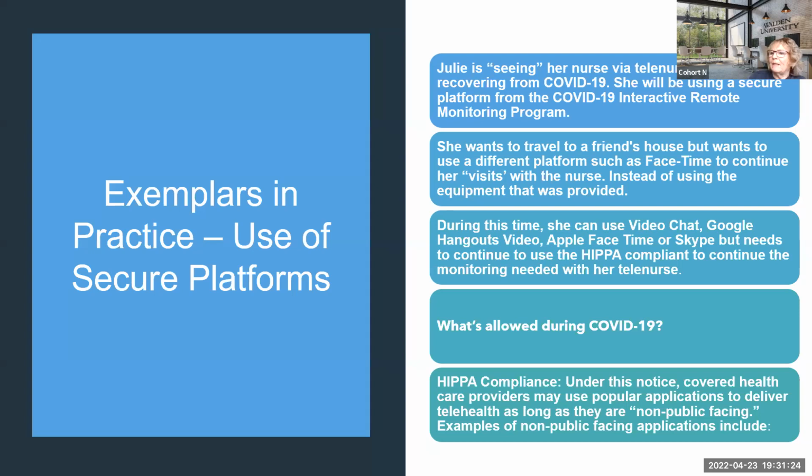So looking at what is allowed during COVID-19, and again, there are HIPAA compliant options, and I would suggest that you always check because it can change. Under this, healthcare providers can use popular applications to deliver telehealth messaging as long as they're not public facing. And there are many examples of the non-public facing applications. So I hope those are included on the next slide.